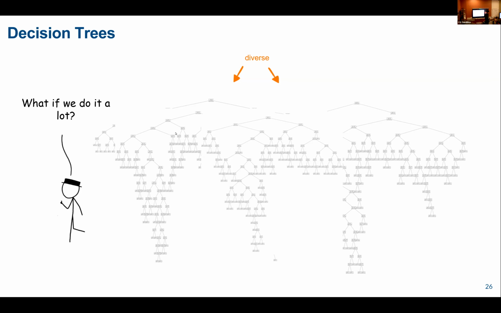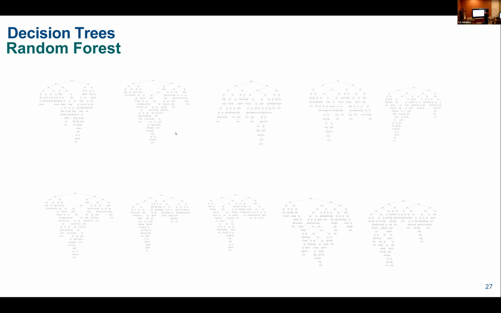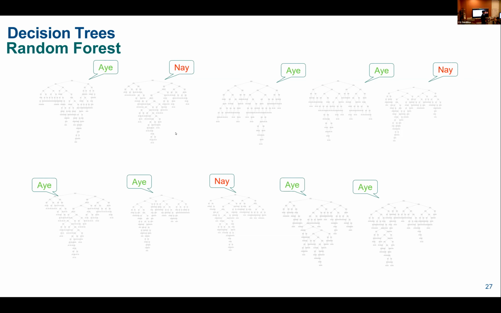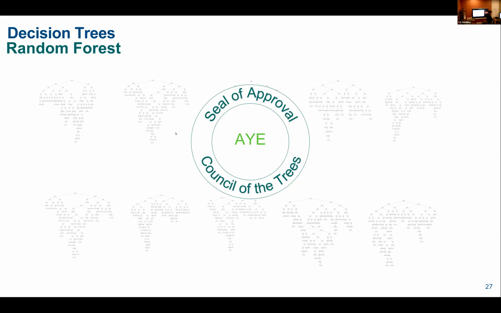However, the important part is that having all of these voters of decision trees allows us to get a more, I guess, not generalized, but a more robust prediction. The reason I had you all vote with aye and nay is that you've just reenacted the very prestigious Council of Trees. And this is the idea behind our second classifier, called the random forest.